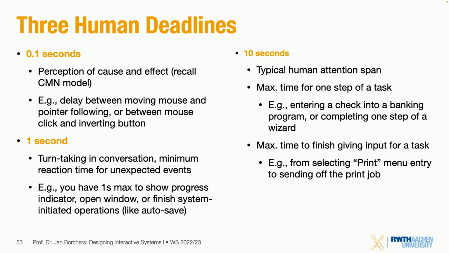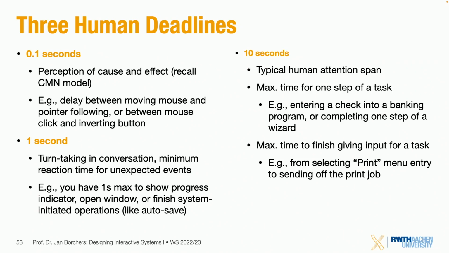And the third deadline is 10 seconds. This is the typical human focused attention span. What do we mean by this? Let's say you're entering data into a banking program for transferring some money, or you're completing one step of some kind of wizard to install some software. This should be the maximum time this one step takes. If it takes much longer, people will start losing their focused attention on this. This is also the maximum time to finish giving input for a task.